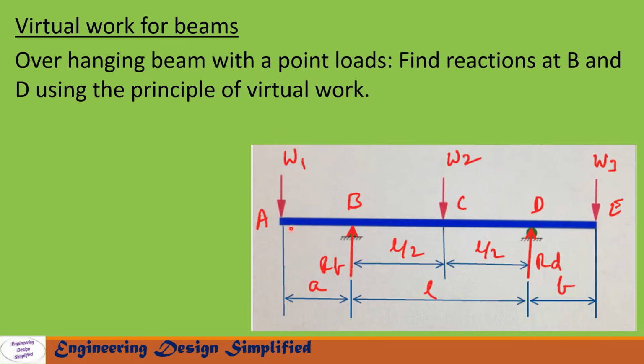So here is a beam A, B, C, D, E. The length from A to B is a, from B to C is L by 2, from B to D is L, and from D to E is b. There is a point load W1 acting at point A, W2 acting at point C, and W3 acting at point E. There is a support at B and at D.